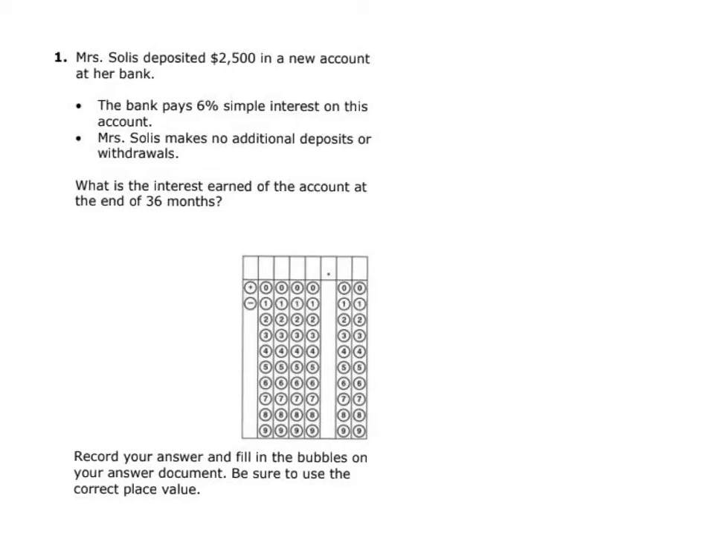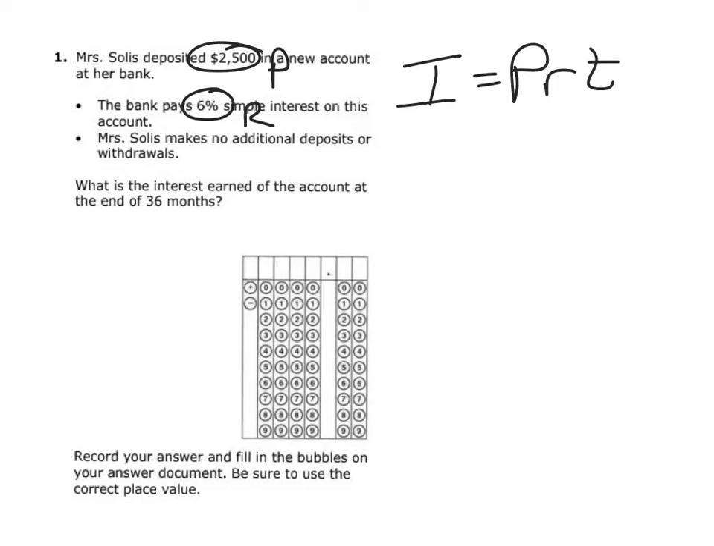So let's go ahead and start with the formula. So that means I equals principal, rate, and time. So I know 2,500 is principal, 6% is the rate, but we have to go ahead and change it into a decimal, and that means that you need to move the decimal 2 times to the left. And then we have the time of 36 months.